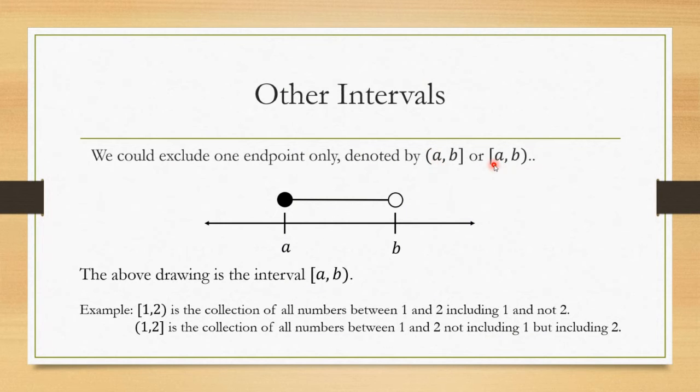We can also have this here. Here we're including A, and here we're excluding B. That's what this graphically is saying. So you have a closed circle, meaning you include that endpoint. The open circle means you leave it out. So for instance here, this is the collection of all points between 1 and 2. Here, though, we're including 1 and we're not including 2. That's what this notation is telling us. Directly below it, we have this as well. Here we're leaving out 1, we're not including 1, but we're including 2.